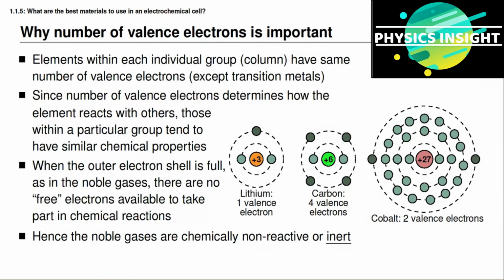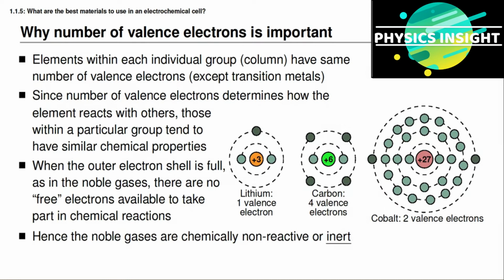And finally, I have drawn cobalt, which has an atomic number of 27, so there are 27 protons, and to be charge neutral, there must be 27 electrons. And I've drawn the electron shell configuration here for cobalt, and you can see that in the outermost shell, there are 2 electrons, so we say that cobalt has 2 valence electrons.